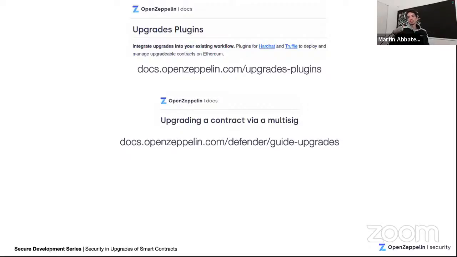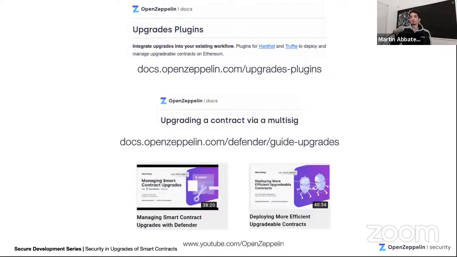Another one is how to upgrade contracts via multisig. There is documentation that you can check in OpenZeppelin Defender that will let you upgrade a smart contract, for instance, via multisig, which should be a pretty common use case. And there is a specific guide that will walk you through the entire process of, okay, how do I upgrade a contract via multisig, right? A pretty common question that at some point you will be asking. And you have, again, tooling in OpenZeppelin Defender to help you. So I encourage you to check it out.